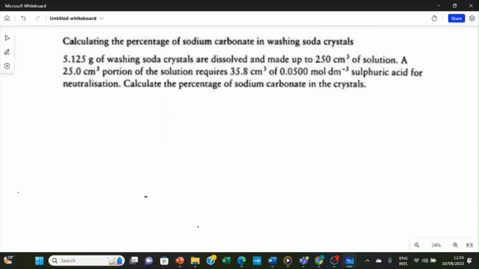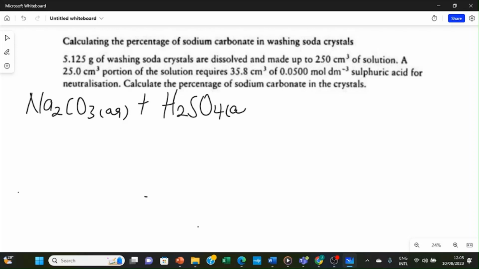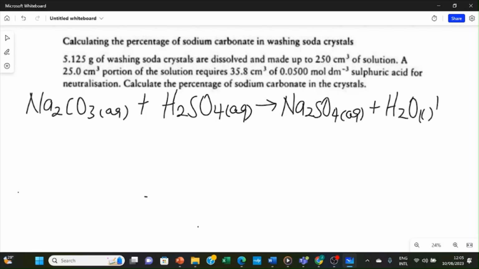So write down the equation: sodium carbonate, Na2CO3 aqueous, plus sulfuric acid aqueous, to give sodium sulfate aqueous plus water liquid plus carbon dioxide gas.